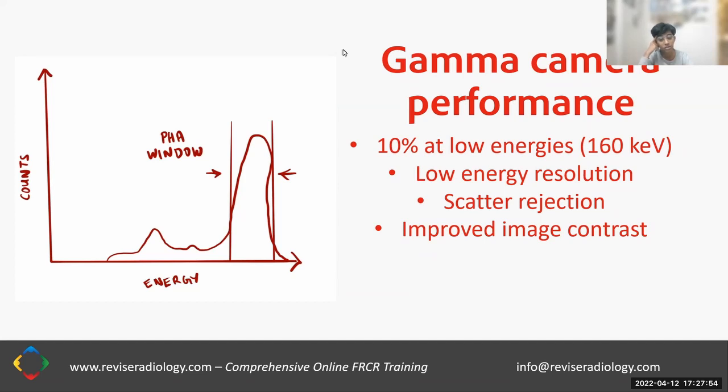The other thing that we're looking at is rejecting the scatter. That's done by the pulse height analyzer circuit, throwing away these photons which we know are coming from scattering processes. And this will also improve the image contrast.